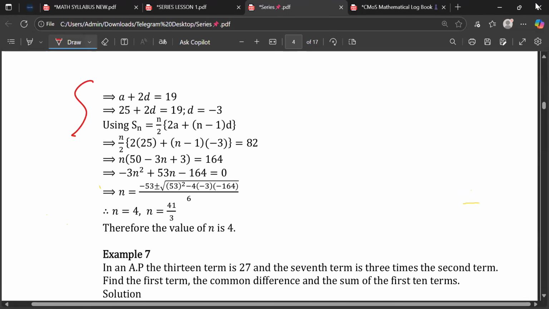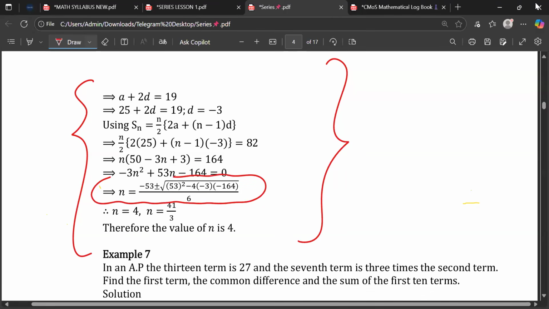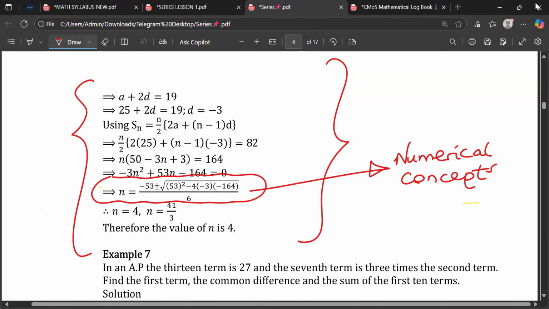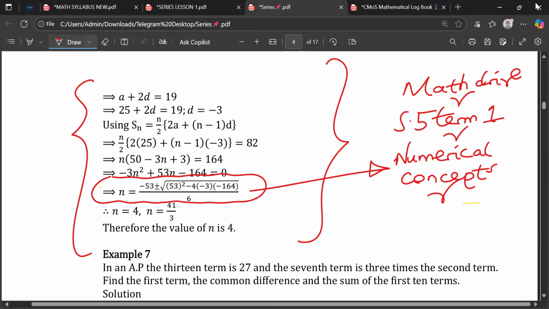The working is even here. I see that we are handling series, but somewhere you're going to solve a quadratic equation. Which quadratic equation? I taught it under numerical concepts. These numerical concepts are in senior 5 term 1 work, on the drive. You go to the math drive. Those of you who have issues with quadratic equations: math drive, senior 5, numerical concepts. You watch the lesson. That work is there.